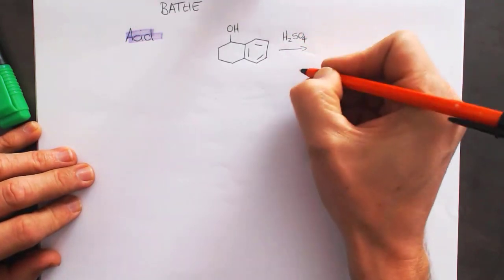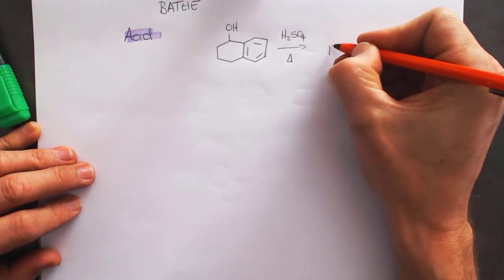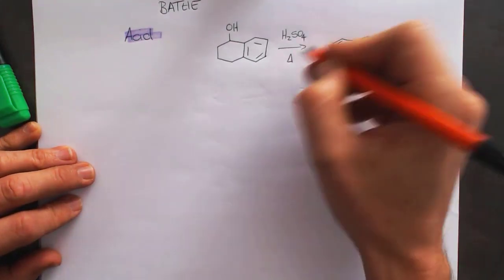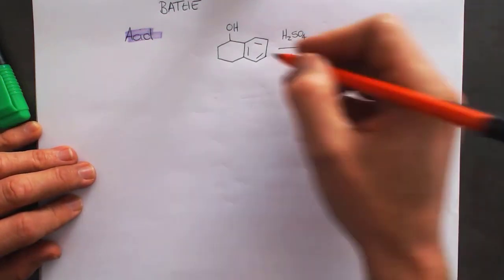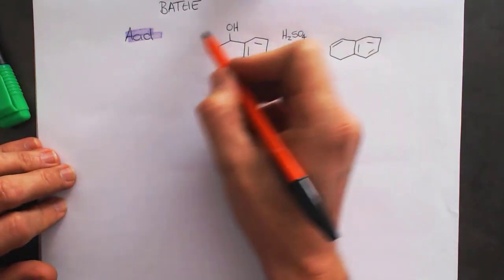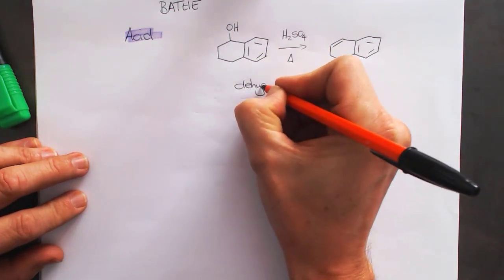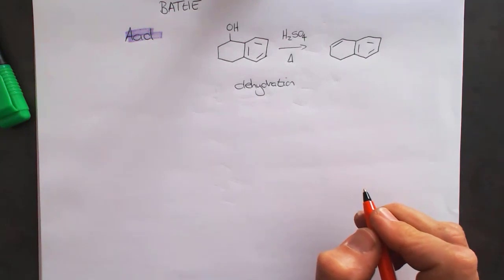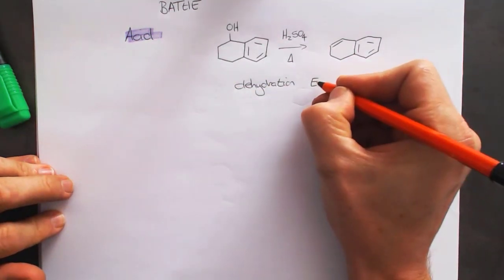I'll tell you some more details over there. We're going to heat this up, and what's going to happen is we're going to eliminate the water, and we get that as a product, and water will be formed as well. That was eliminated. Okay, so what's happening over here? Now, this is what we would typically call a dehydration. And for E1 reactions, pretty much all of them revolve around the idea of dehydration.